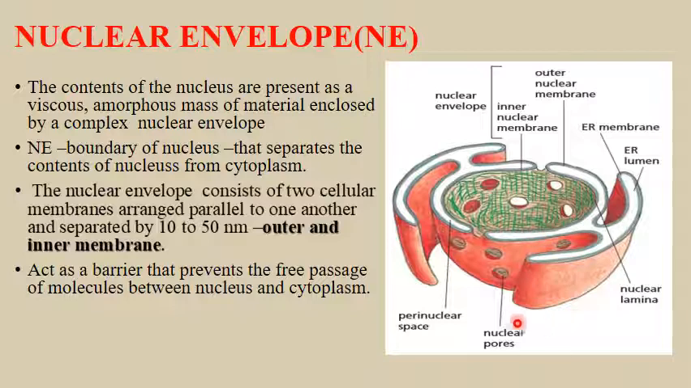And this nuclear envelope consists of two cellular compartments, that is the outer nuclear membrane and inner nuclear membrane. You can see the outer nuclear membrane is continuous with the endoplasmic reticulum, and the inner nuclear membrane is also there, and they are separated by 10 to 50 nanometer, and that space is known as the perinuclear space. The nuclear envelope acts as a barrier that prevents free passage of molecules between nucleus and cytoplasm.